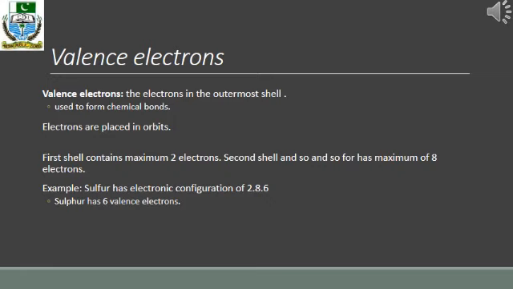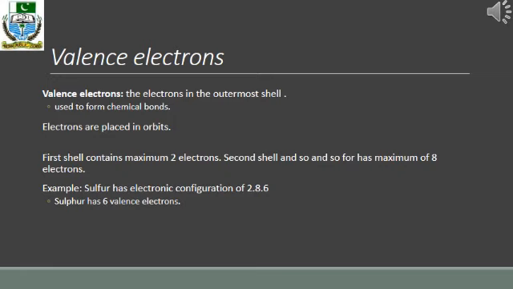We have already discussed that electrons are placed in different orbits around the nucleus. The first shell can have a maximum of 2 electrons, and the second shell can have a maximum of 8 electrons. If we write the electronic configuration as we have done in the case of sodium, it was 2, 8, 1. In the first shell 2, in the second shell 8, and in the third shell the remaining 1 electron. The third shell, the outermost shell, contains only 1 electron. So the valence electron of sodium is 1.